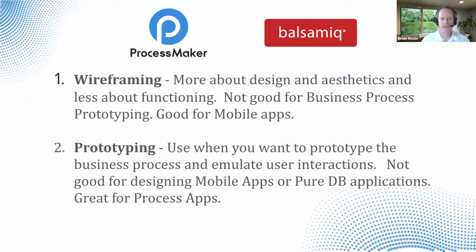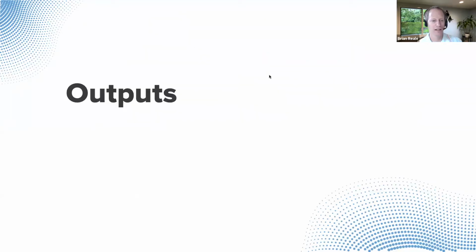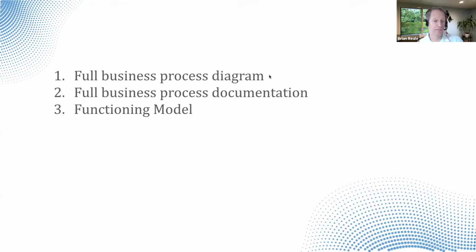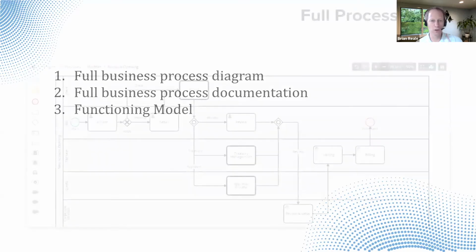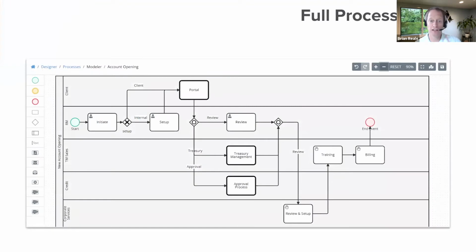So hopefully that gives you some idea there. The output: a full business process diagram that you can discuss with the business, full business process documentation, because you're going to need that anyway, and a functioning model. The model you'll continue to build out once you get stakeholder approval, once you get budgetary approval to actually move forward. So do it quickly, fail fast if you're going to fail, as they say in MVP building, or go forward.